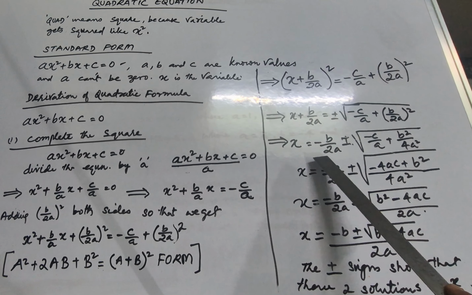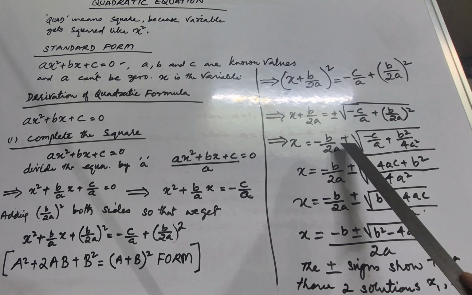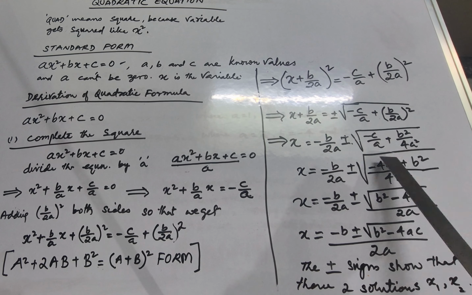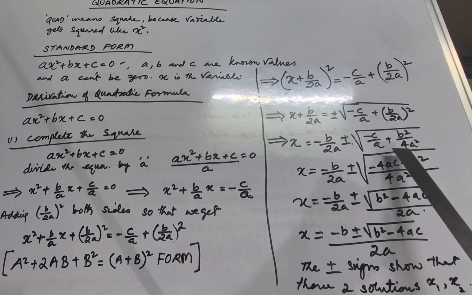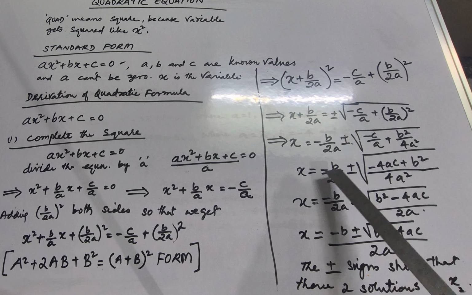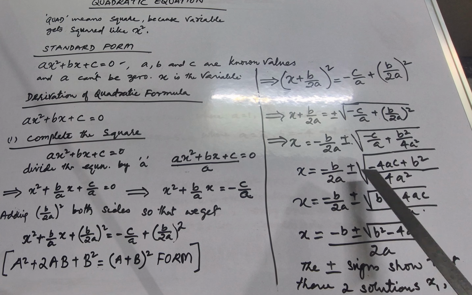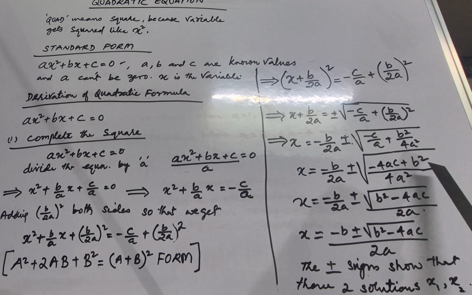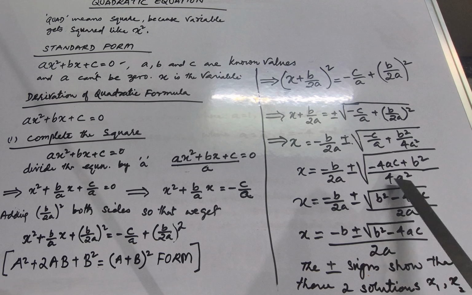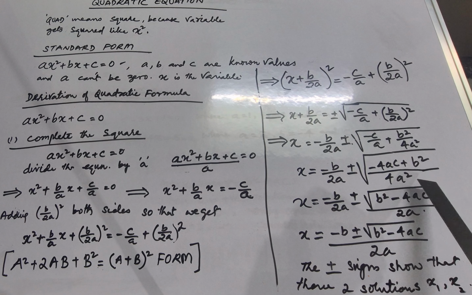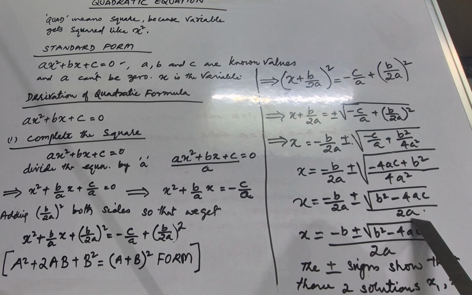Now x is equal to minus b by 2a plus or minus, here we take the LCM. So the LCM of these two fractions is 4a square, right? Now x is equal to minus b by 2a plus or minus under root, so we get minus 4ac plus b square divided by 4a square. Now taking out 4a square from the square root, we get 2a.